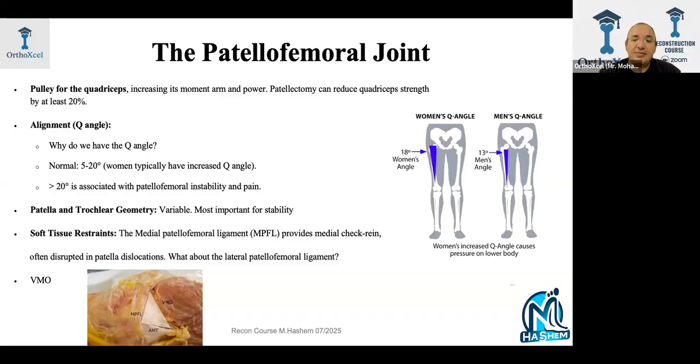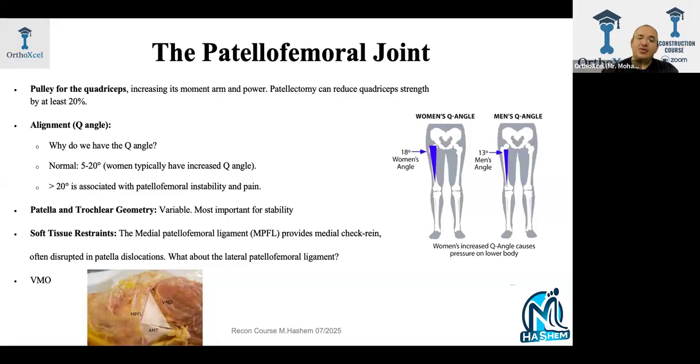Q angle, or quadriceps angle, is actually the line of pull of the quadriceps. If you draw a line from the origin of the quadriceps, which is the anterior superior iliac spine, to the center of the patella, and draw another line from the center of the patella to the tibial tuberosity, which is the patellar tendon, you will find that the quadriceps is pulling in about 7 degrees valgus. So the quadriceps in a normal individual is trying to pull the patella out. That's why lateral patellar dislocation is the commonest form of dislocation.